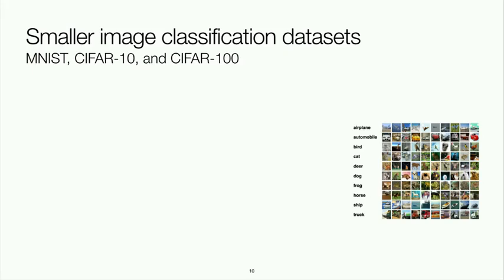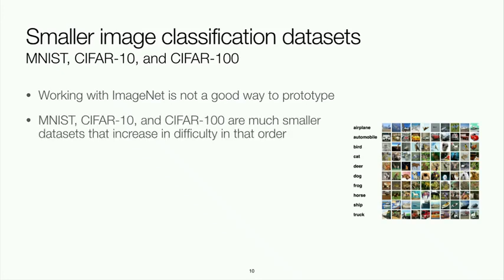All right, so MNIST, CIFAR-10, CIFAR-100. These are better for prototyping, and ImageNet is not because it's got a million images, and they're kind of large, and the problem's kind of hard. So you can't really quickly iterate on this when you're trying to play around with your model, like pick various hyperparameters or do a little bit of research. These three data sets are much smaller, and they increase in difficulty in the order that they've been listed in. But they're all much easier than ImageNet.